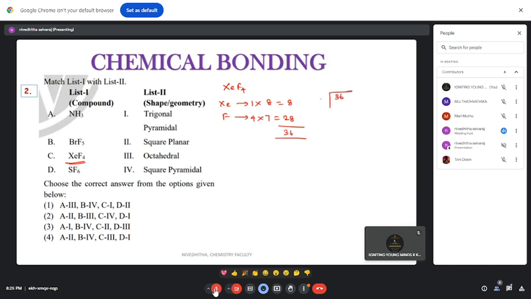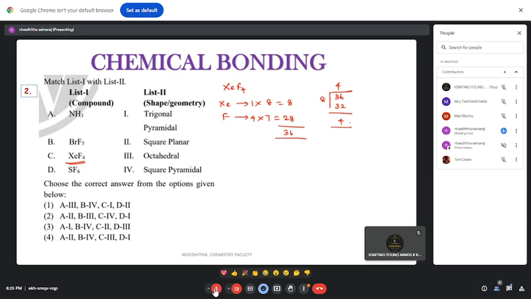So we have to divide this 36 by 8. How many times? 4 times, right? 4 eights are 32. So what is the remainder? 4. So we have to divide this 4 by 2. So 2 times. So the remainder is 0. So the quotient is 4 plus 2, which is 6. So the hybridization is sp3d2. So xenon can form 6 chemical bonds.